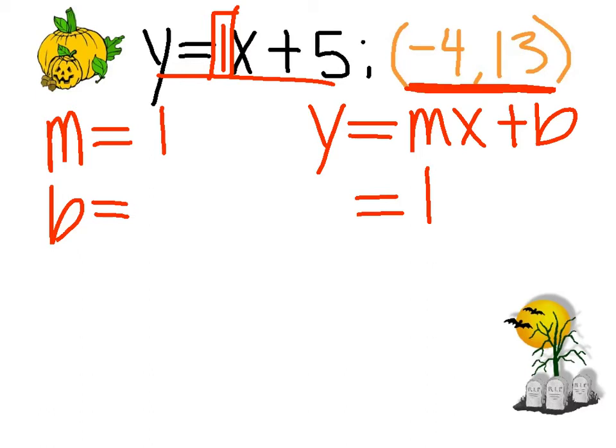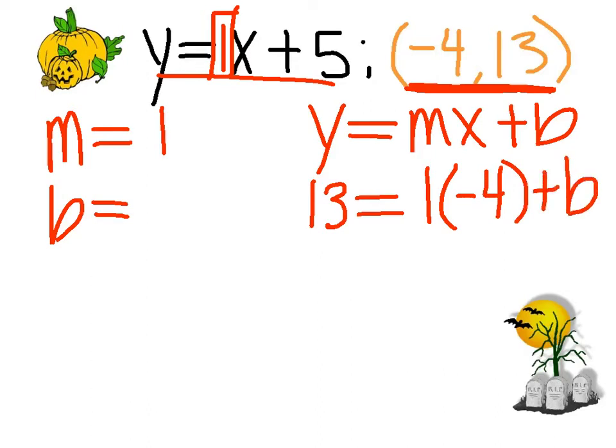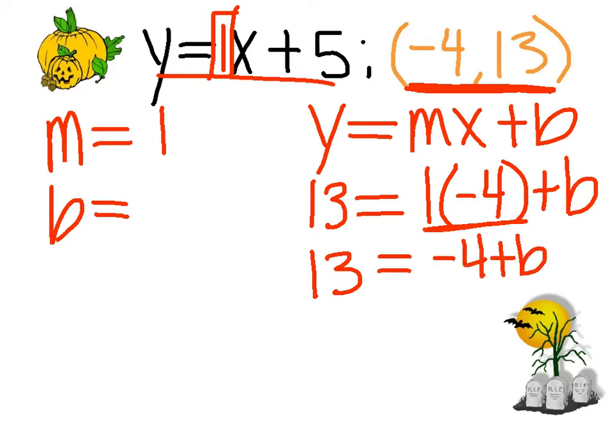What's our y-coordinate? 13. What's our x? Negative 4. Alright, plus b. Now we just need to solve this equation for b. What's the first thing we're going to do? We're going to multiply 1 and negative 4. So we have 13 is equal to 1 times negative 4, which is just what? Negative 4 plus b. What do we need to do now?